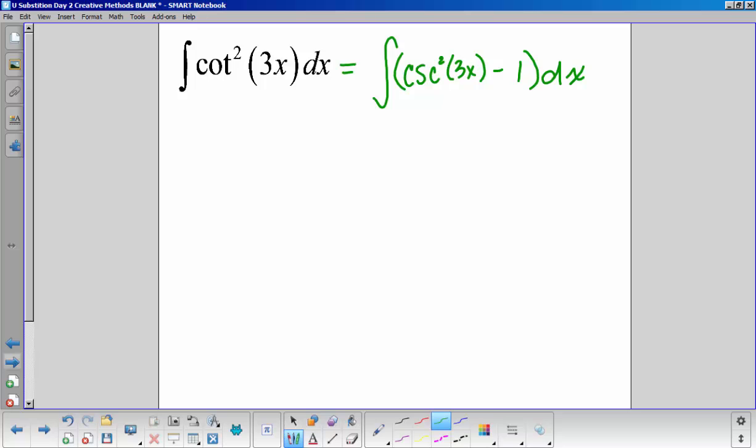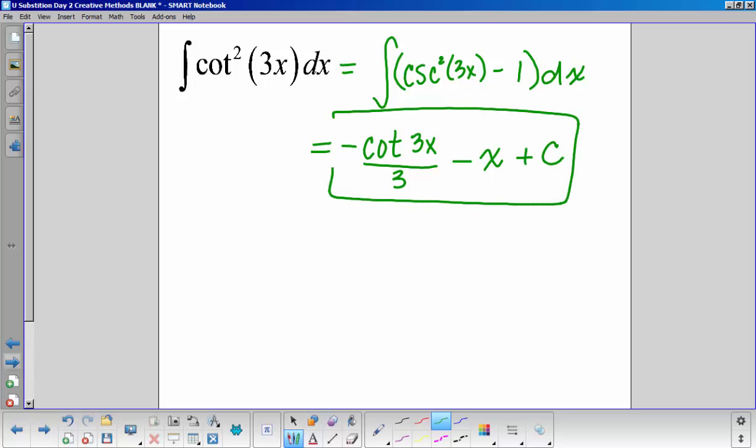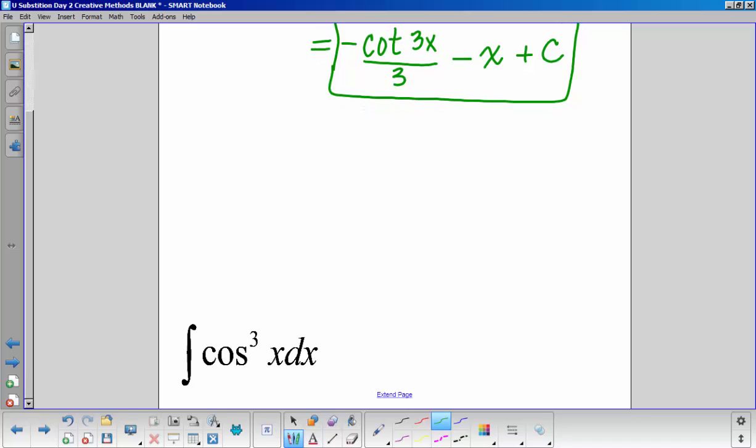Now, why would I want to use a Pythagorean identity for that? Because do we know the antiderivative of cosecant squared? Yeah, we do, don't we? It's cotangent. So can we decide that this is going to be negative cotangent of 3x divided by 3 minus x? Good. So the strategy to integrating cotangent squared x is to change it to cosecant squared x minus 1, because we know the antiderivative of cosecant squared.